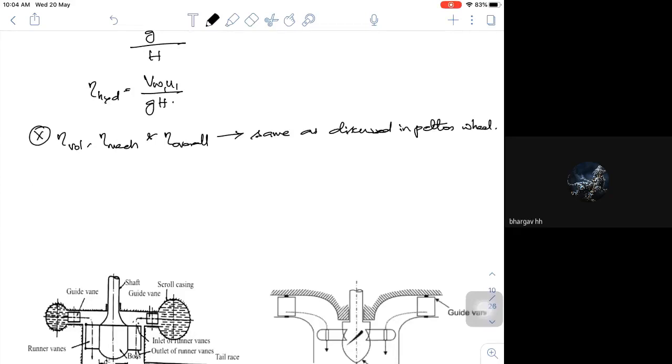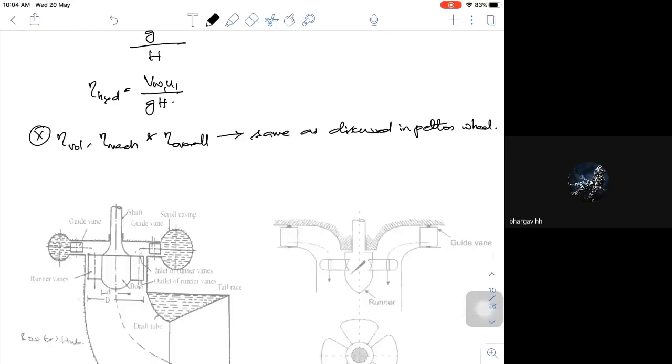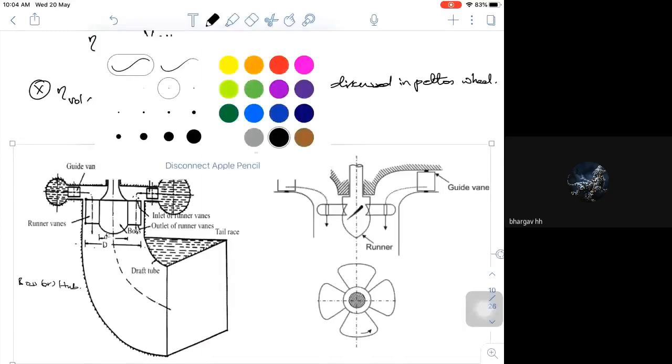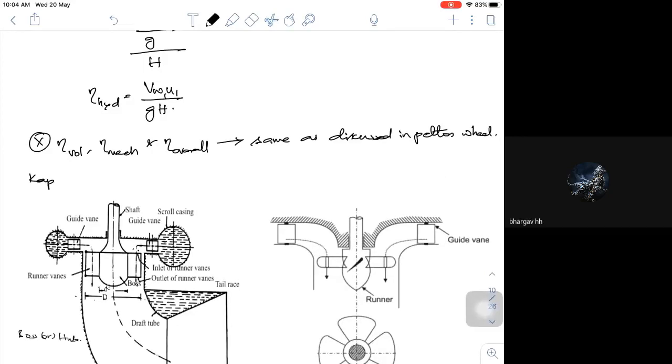Okay, we'll move to the next type of turbine, that is the Kaplan turbine, also called the propeller turbine. So what is it actually? Now, it is very similar to your Francis turbine.